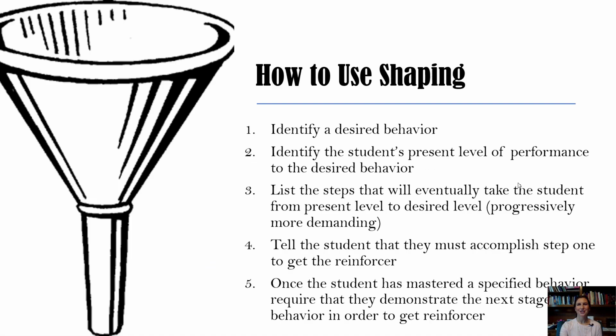Okay, so how to use shaping. First, you want to identify your desired behavior, and then identify the student's present level of performance. So how close is he to that desired behavior? Then you want to list the steps that take the student from the present level to the desired level, and you want to make those steps progressively more demanding. And then you tell the student that after they accomplish step 1, they get the reinforcer. And then once the student has mastered step 1, then they have to master step 2 to get the reinforcer, and then step 3 and step 4, and so on.